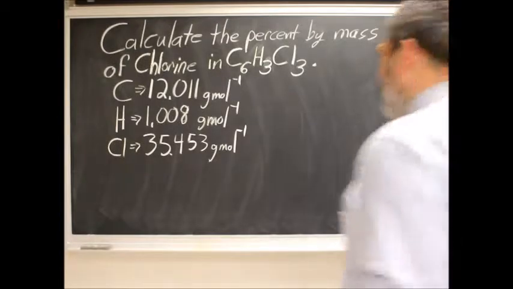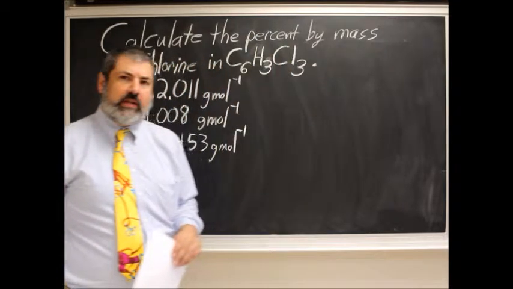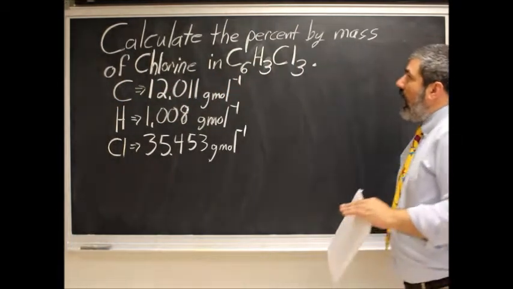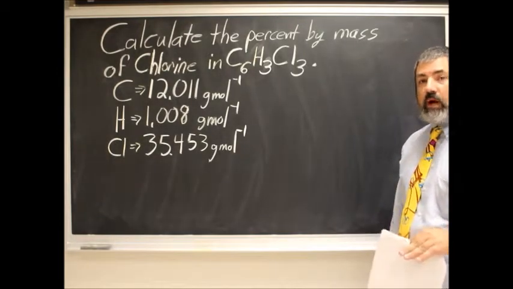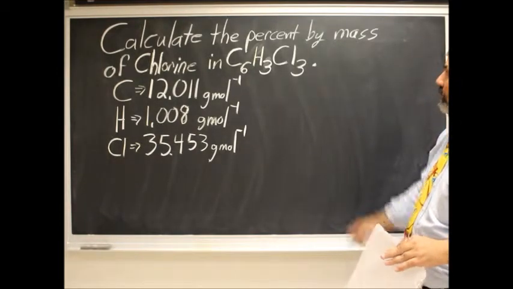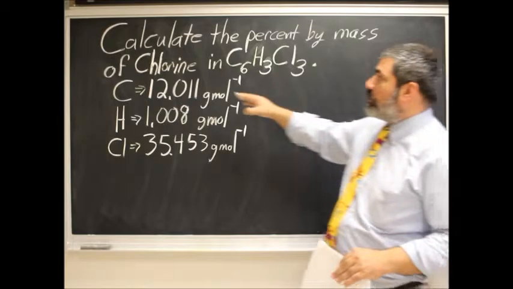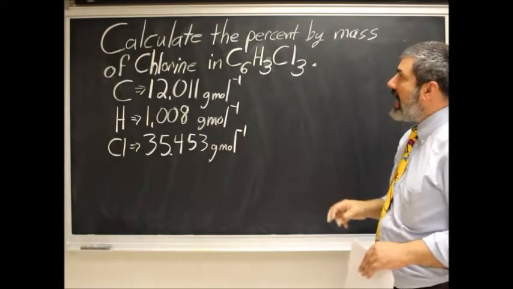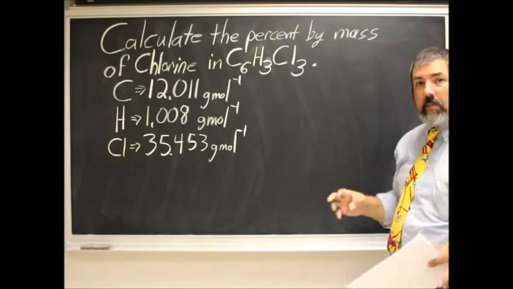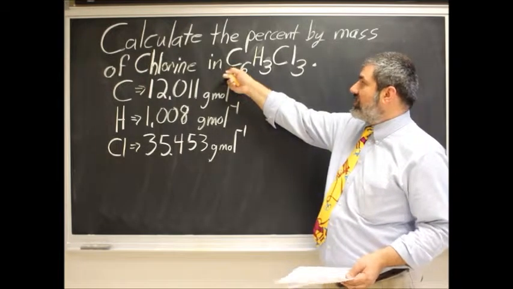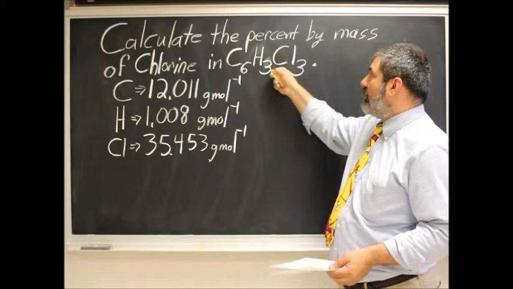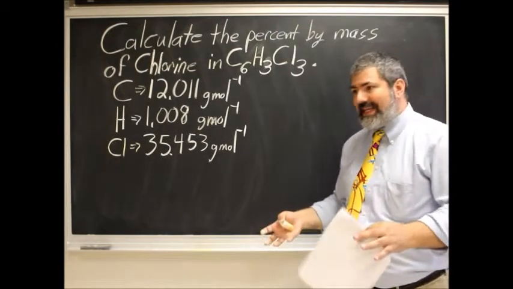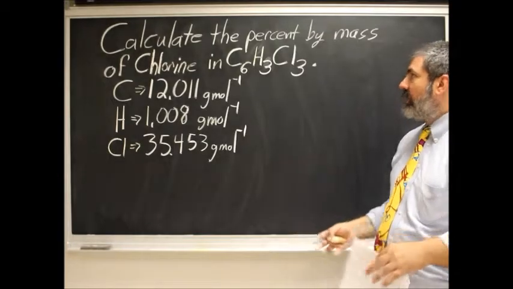Okay, so we worked a problem like this in class, but I wanted to give you guys another example. In this problem, we want to calculate the percent by mass of chlorine in C6H3Cl3. So we have a molecule that has 6 carbons, 3 hydrogens, and 3 chlorines. And we want to know how much chlorine is there by mass.